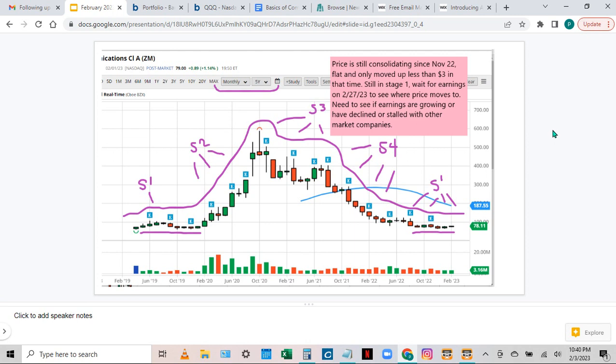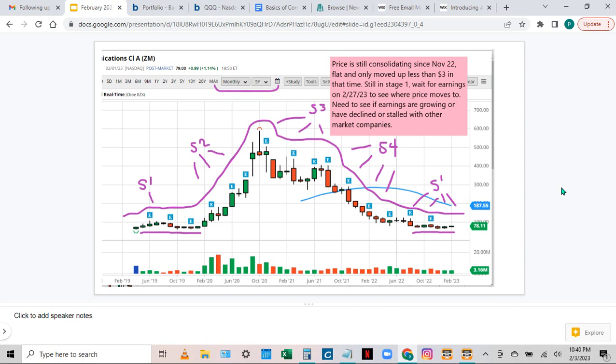Okay. So we can see our ZM company, Zoom Communications, on the monthly time frame, this is a 5-year monthly chart. That price is still consolidating since November 22nd, 2022. It's been flat, moved up less than $3 in that time. So on this time frame, we're still in stage 1. We need to wait for earnings on February 27th to see where price moves to.